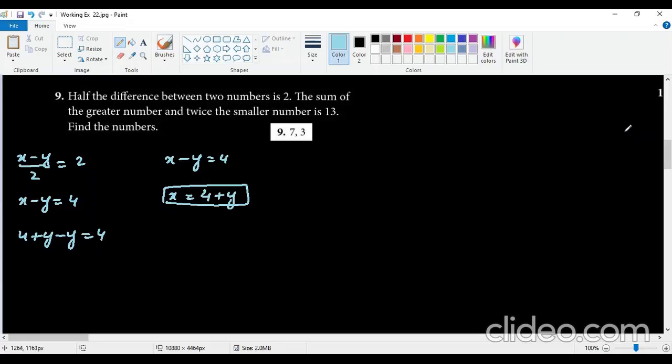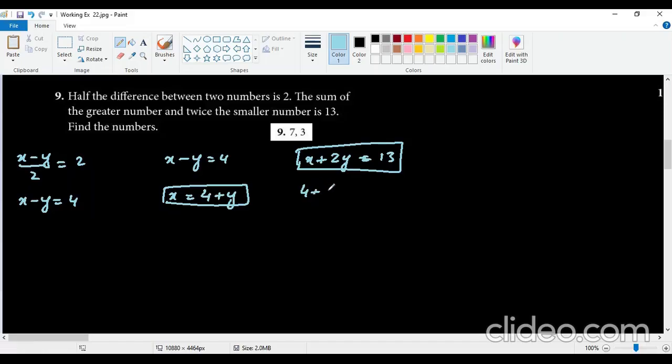But remember, the question also gives another condition. These are the two equations, but now look at the question. It says another condition is that x plus 2 times y equals 13. This is also a fact given in the question itself. Now I know the value of x is 4 plus y. So here I will replace it: 4 plus y plus 2y equals 13.